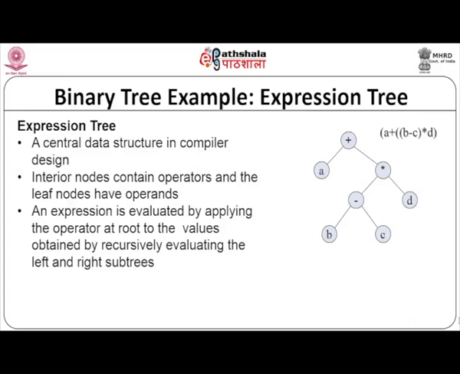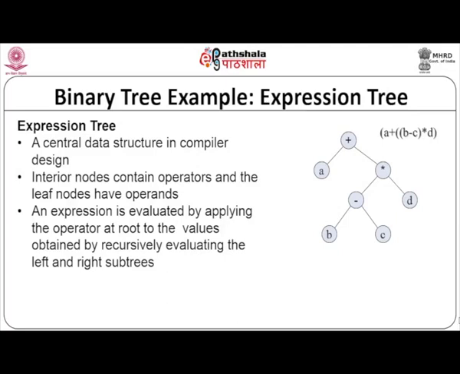So, this is a central data structure in any compiler design. Interior nodes will always contain operators, and the leaf nodes will contain the operands. So, this is the way the expression tree will be defined. This is an example of a binary tree. The expression tree is evaluated by applying the operator at the root to the values obtained by recursively evaluating the left and right subtrees.